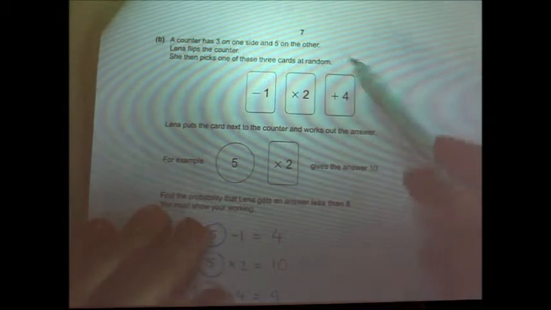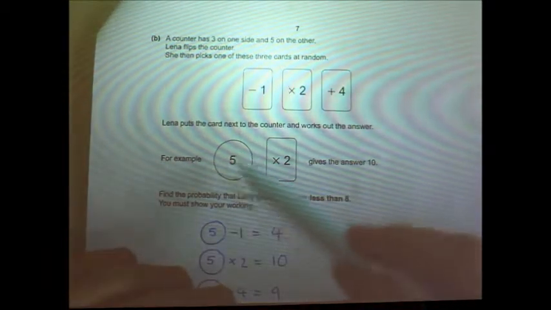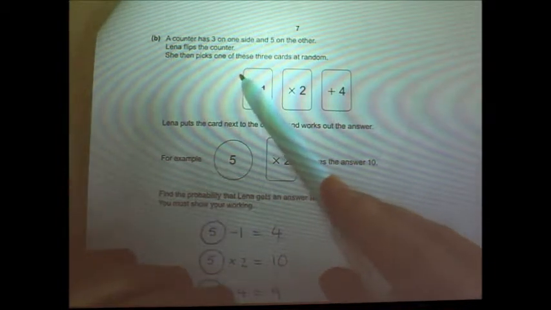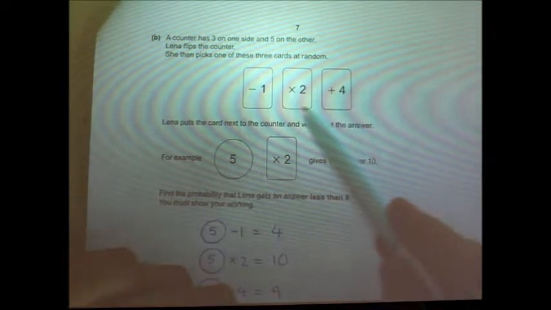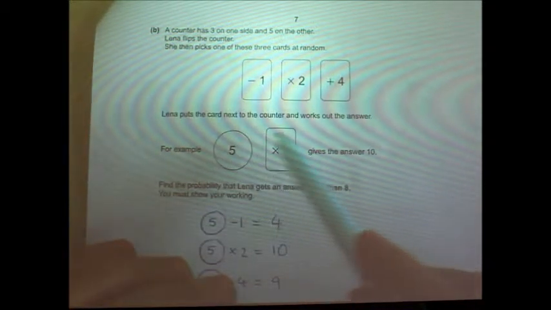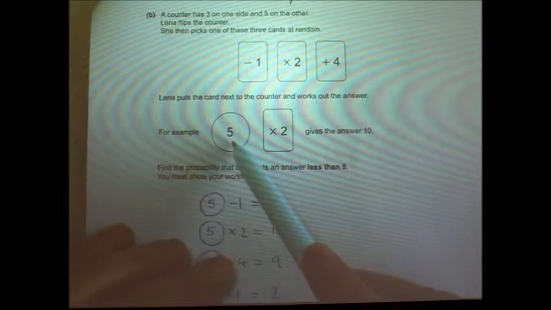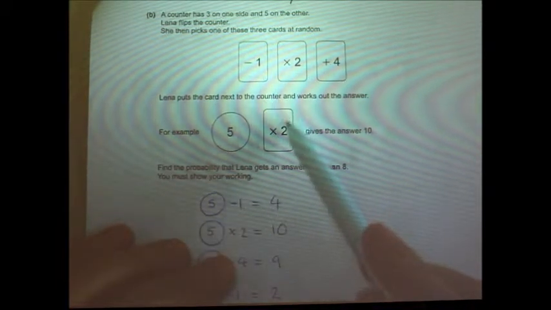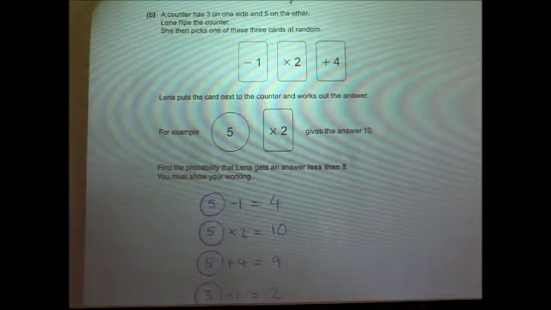Part B. A counter has 3 on one side and 5 on the other, so I think the counter is the round one. Lena flips the counter. She then picks one of these cards at random, so one of those cards is going to go next to it. Lena puts the card next to the counter and works out the answer. So for example, on the counter she gets a 5, and at random she picks the times 2, and that gives the answer 10. Find the probability that Lena gets an answer less than 8. You must show your workings.